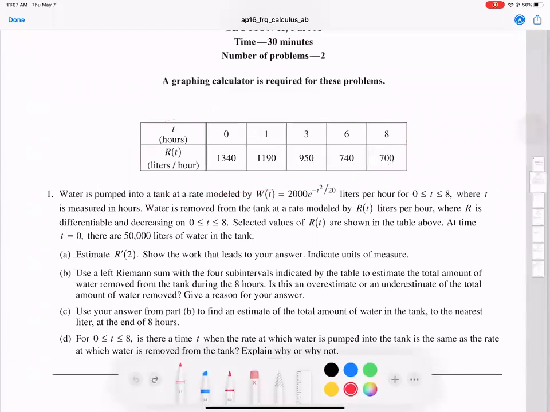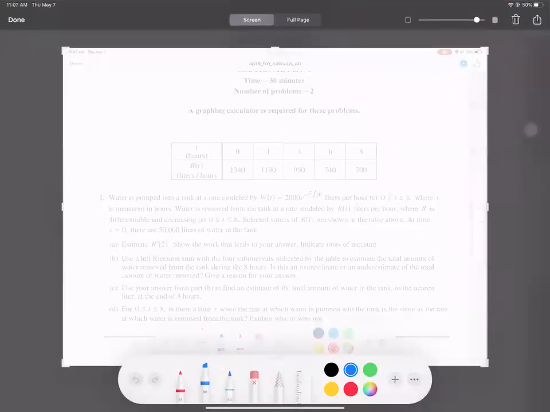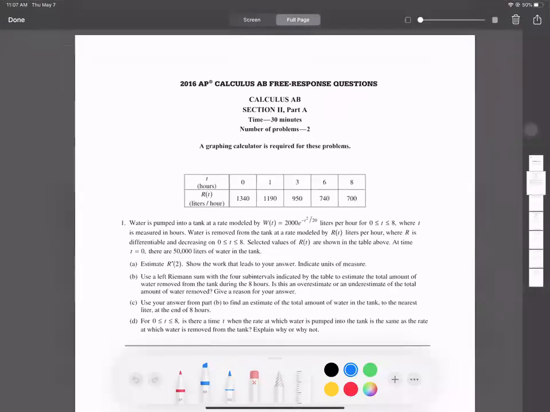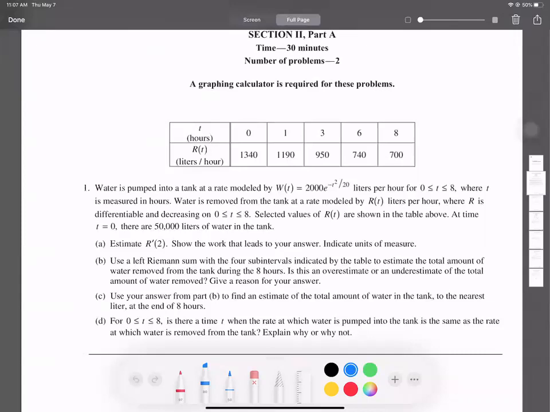Darn it. Let me screen capture instead. Okay, so this looks confusing, but it really isn't. Why do I say that? It's because I'm just going to answer what they asked me. Here, part A, they asked me to estimate R prime.